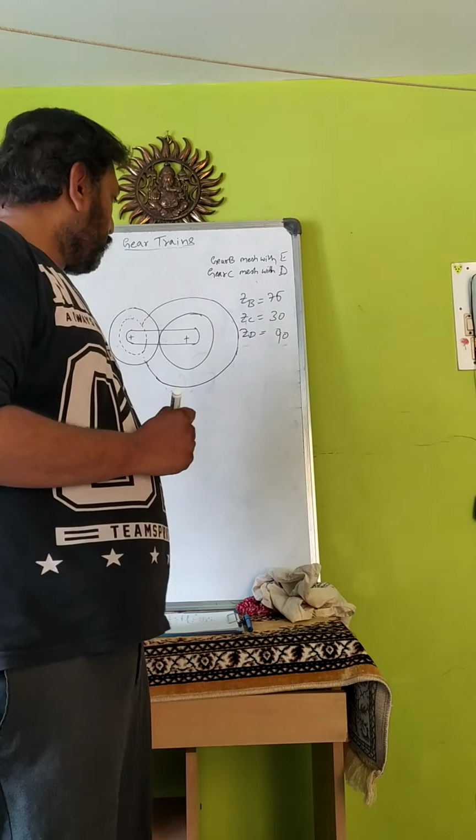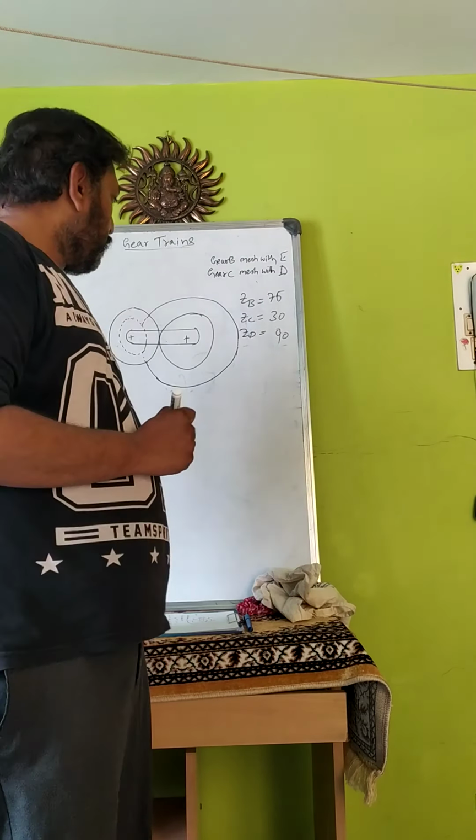So today we will solve one problem in gear trains. You can see this figure. Here the system of gear train is given. That is arm A. A is the arm, and we have gear B. This is gear C, and this is gear D, and this is gear E.